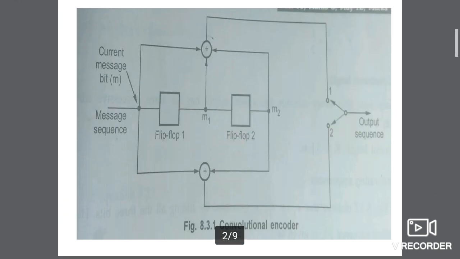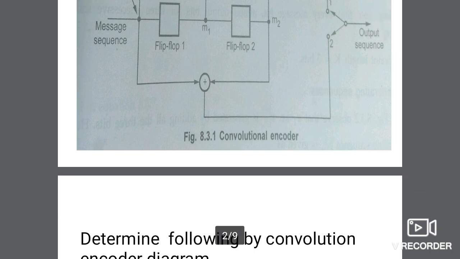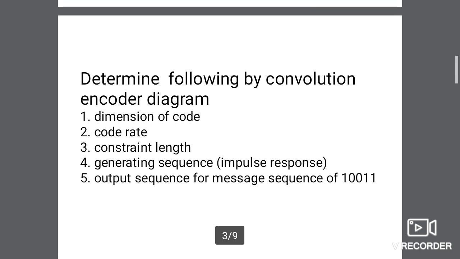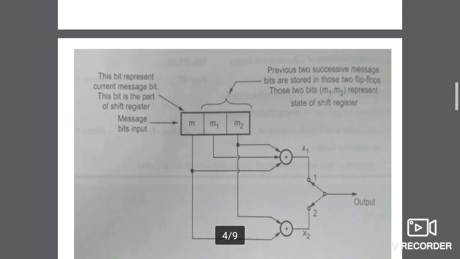So first, this is a block diagram of a convolution encoder. Here the message sequence goes to flip-flop 1, and this output is M1, and again this goes to flip-flop 2, and this message is M2. First we will convert this block diagram into this diagram.